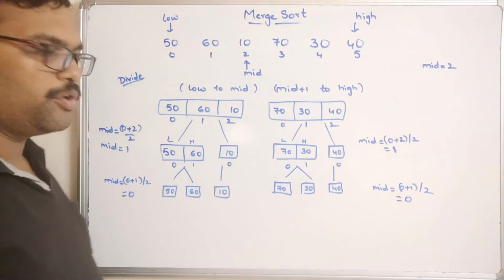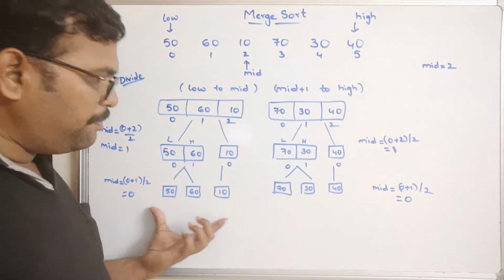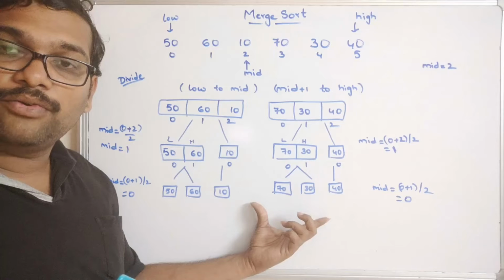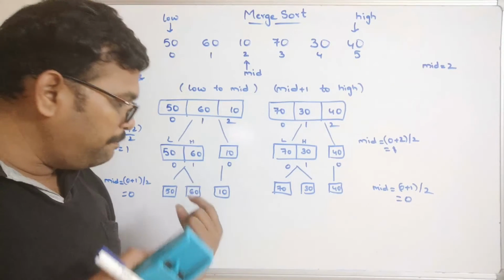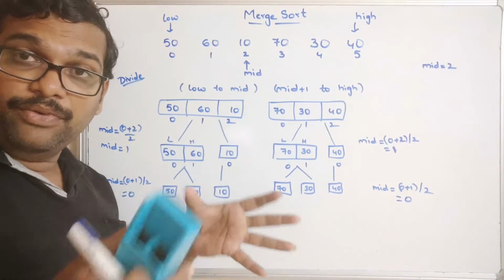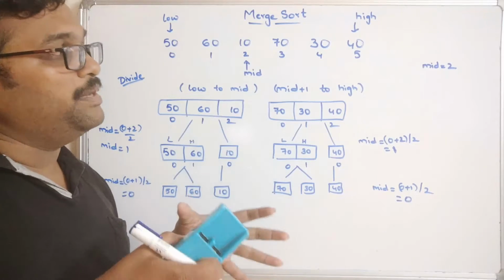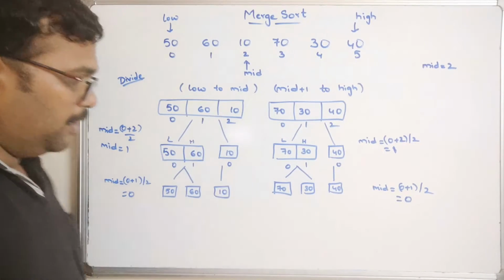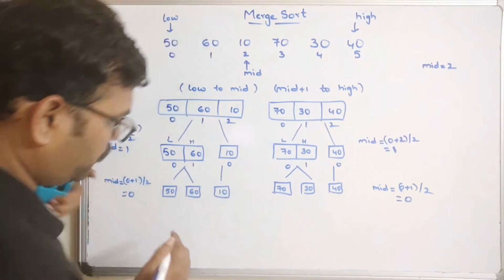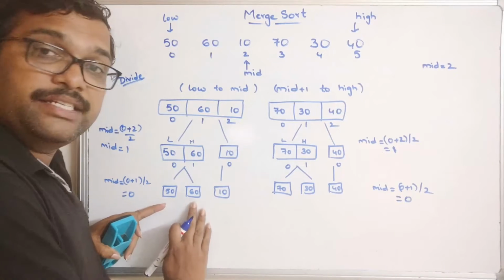Right? This is a process. Now we got complete elements here. Now what we have to do? We have to compare each and every element and we need to arrange the elements in a sorted order. What we have to do? So we need to compare this 50 and 60.